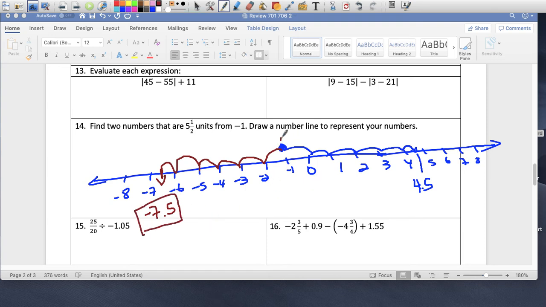So we have 2. Right here from where you're standing, if you go 5.5 steps that way, you get to 4.5. If you go 5.5 steps that way, you get to negative 7.5. So either of those would have worked.